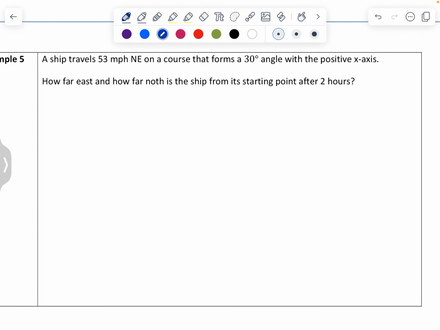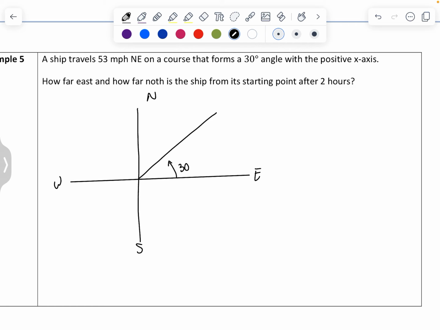And then one more here using special right triangles. We have a ship that travels 53 miles per hour northeast on a course that forms a 30-degree angle with the positive x-axis. Okay, so the ship is traveling from the positive x-axis, 30-degree angle, so it's traveling northeast, a 30-degree angle. It is traveling 53 miles per hour for 2 hours.